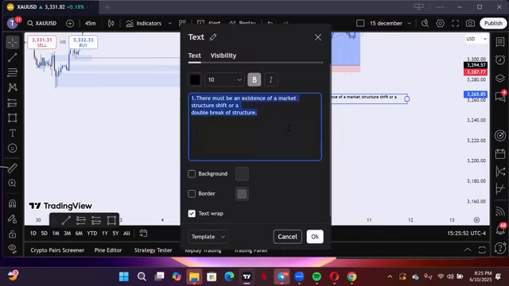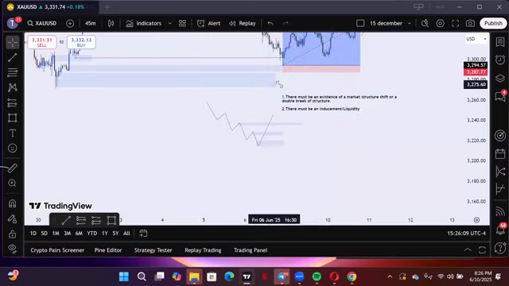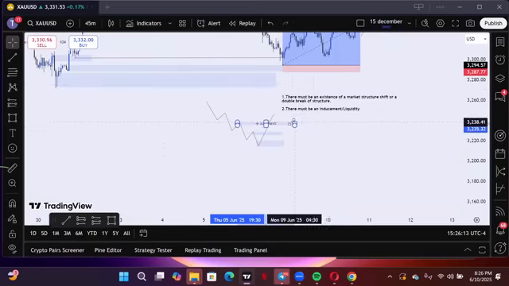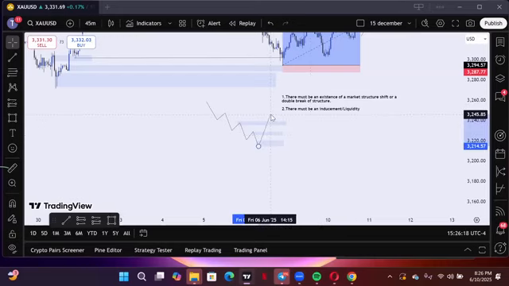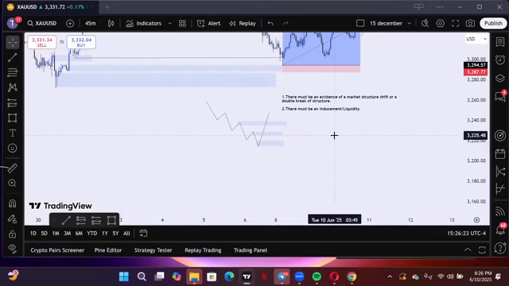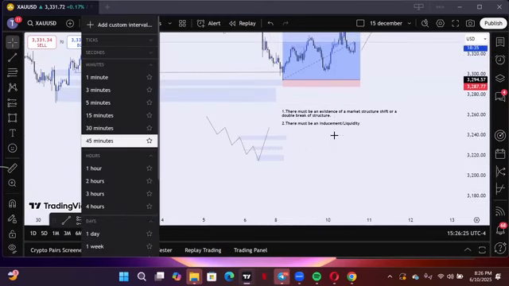Now, the second rule says there must be an inducement slash liquidity. So it means that after you've gotten your market structure shift, the second thing you should be looking out for is that pullback that market will make after that structure shift. So after market gives you your double break of structure or your market structure shift, the next thing you pay attention to is, after that candle closes, the pullback that market will make. That is what you're going to be looking for.